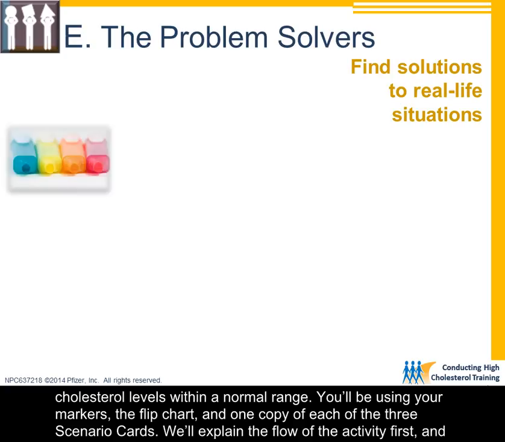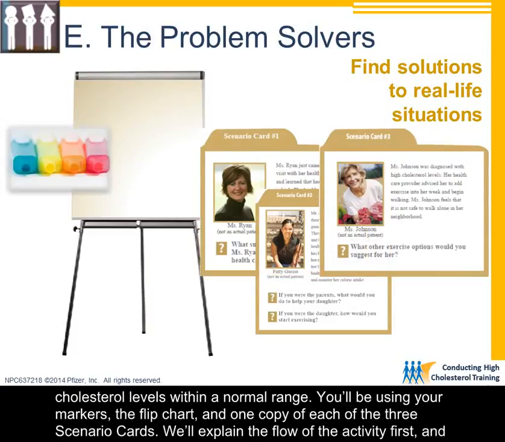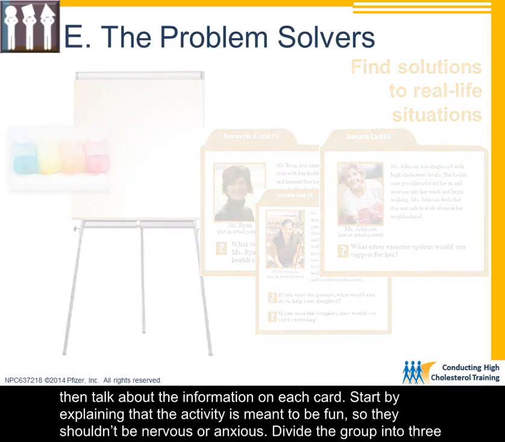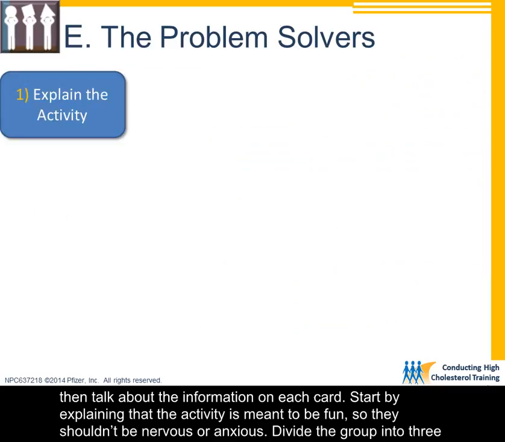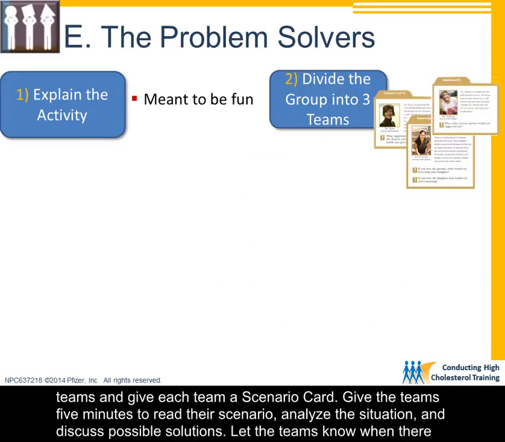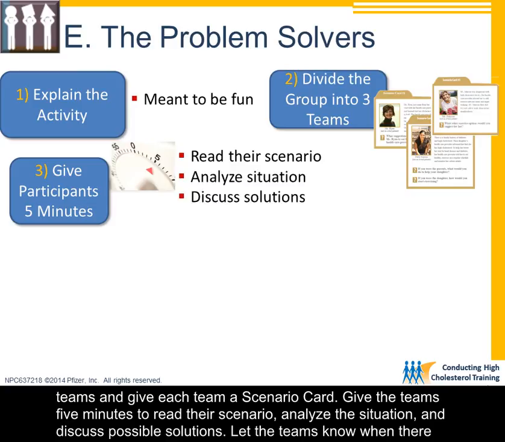You'll be using your markers, the flip chart, and one copy of each of the 3 scenario cards. We'll explain the flow of the activity first, and then talk about the information on each card. Start by explaining that the activity is meant to be fun, so they shouldn't be nervous or anxious. Divide the group into 3 teams and give each team a scenario card. Give the teams 5 minutes to read their scenario, analyze the situation, and discuss possible solutions.